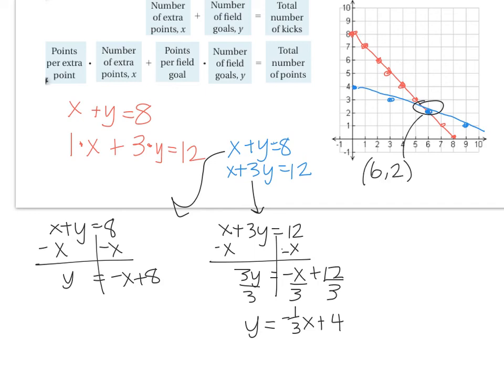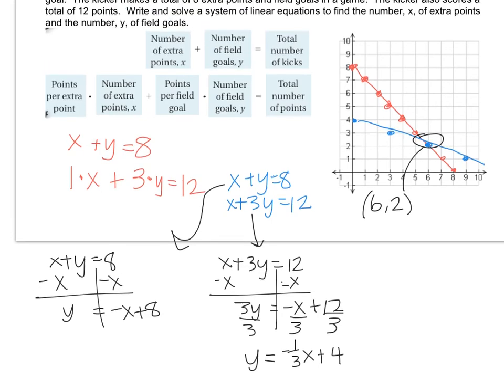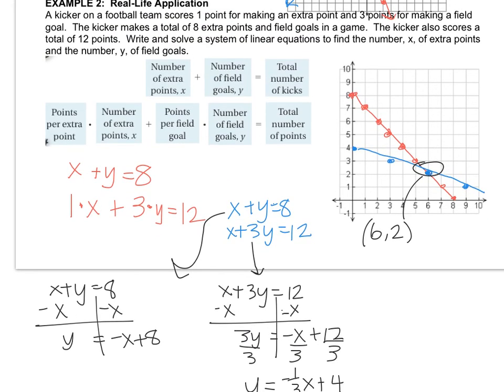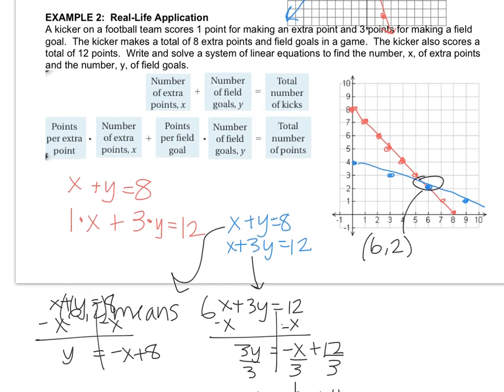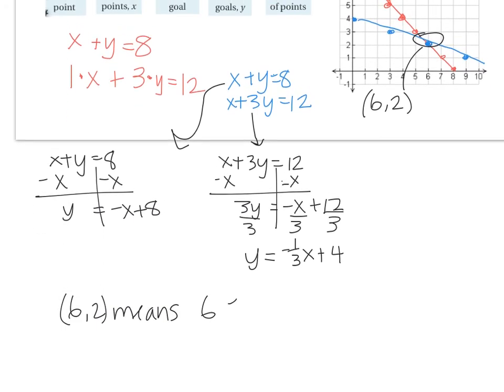Now, you don't say the intersection is 6, 2 because it was a word problem, right? It says find the number of extra points and find the number of field goals. So what does 6, 2 mean in the story? We're going to interpret 6, 2. So 6, 2 means, I gotta scroll up, 6 was x, field goals or extra points. That was extra points. So 6, 2 means 6 extra points and 2 field goals.